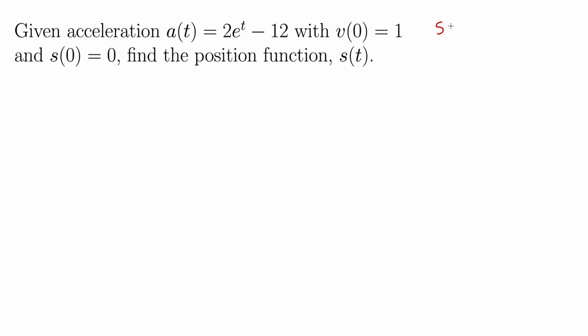Let's start by recalling the relationship between position, velocity, and acceleration. We'll call s position, but remember s prime is velocity and velocity prime is acceleration. We can combine both of these and talk about s double prime. The second derivative of position is also acceleration. That's another way to think of it. So we're given an acceleration function, and we want to find the position, but the acceleration is two derivatives of position, so we'll need to take two integrals to back out of acceleration to get back to position.